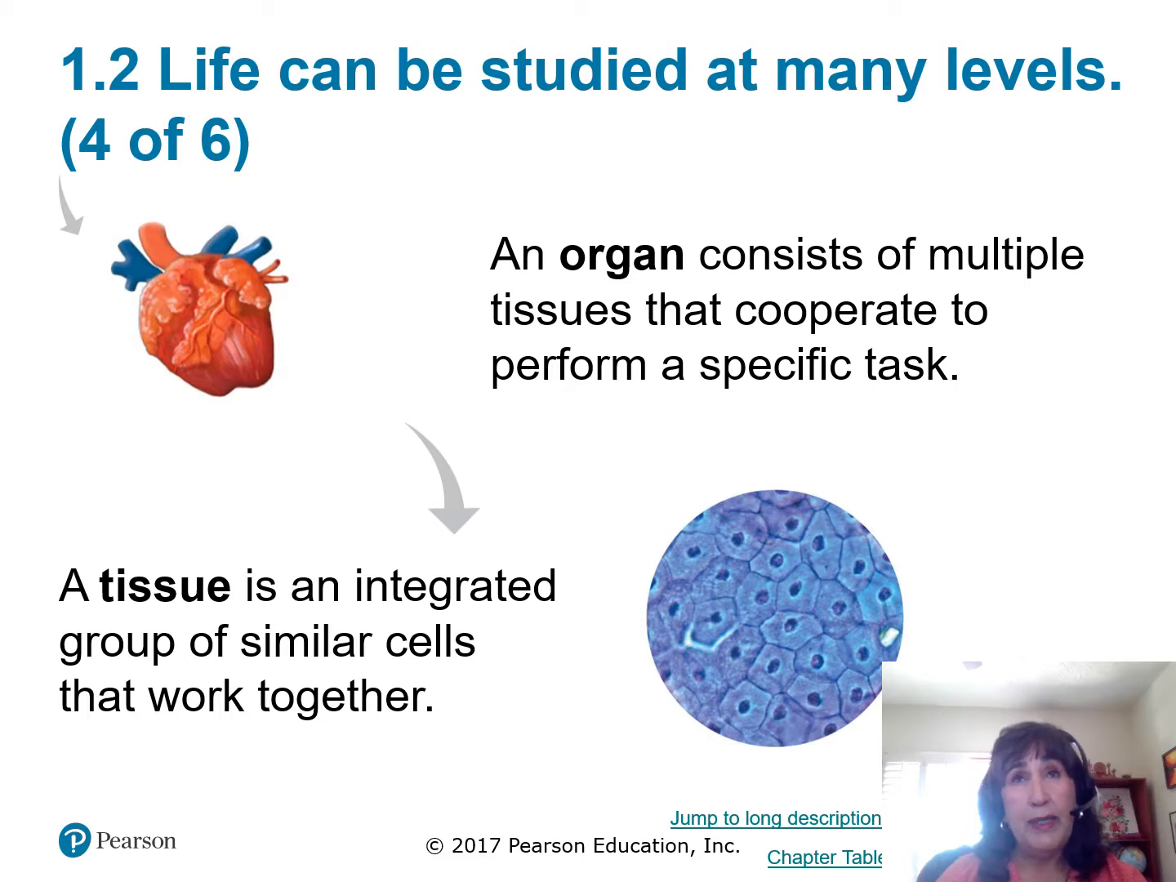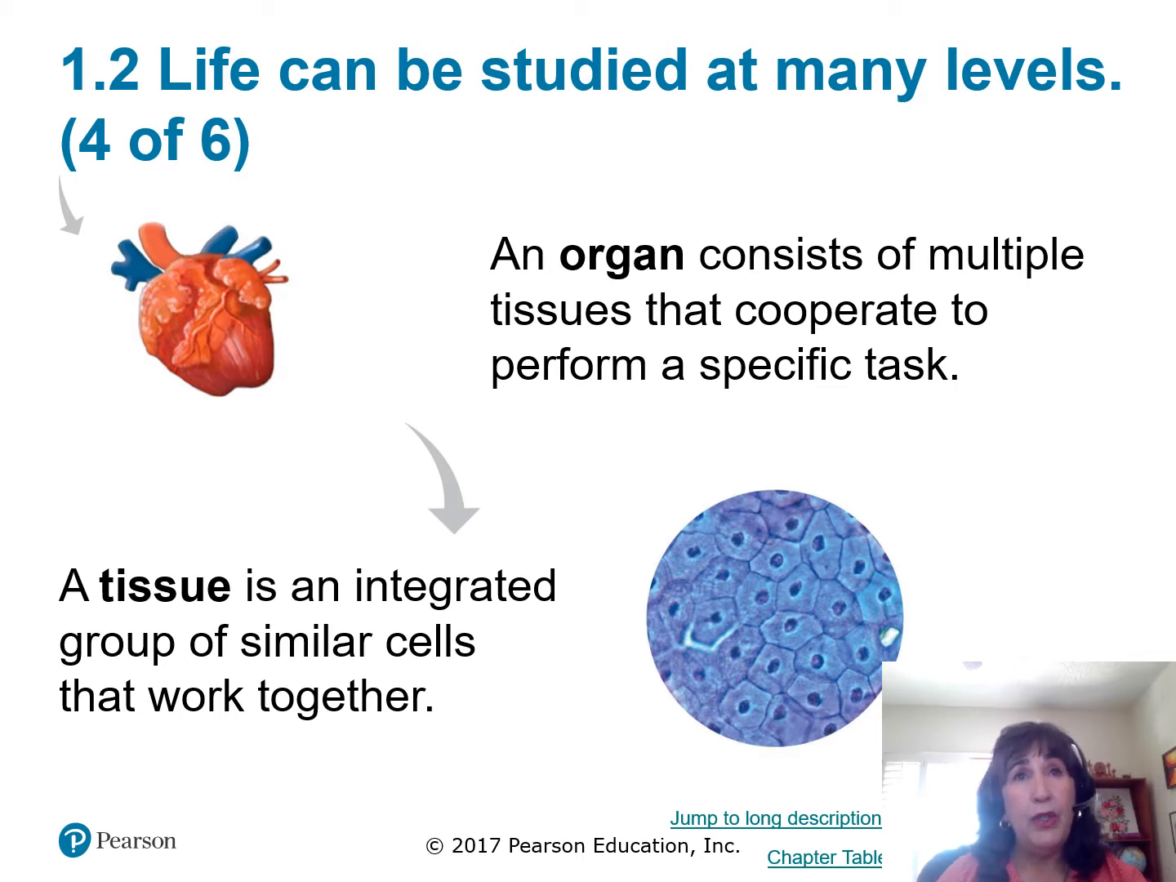Life can also be studied at the organ level. When I think about the organ or even tissue level, I always think about physical health. When you go to the doctor, they're looking at your individual organs to see how they're doing, or they're looking at your tissues. So an organ consists of multiple tissues that cooperate to perform a specific task. In this case, we have a heart, and its task is to pump blood throughout the circulatory system.